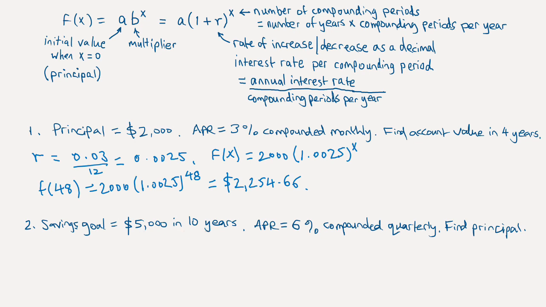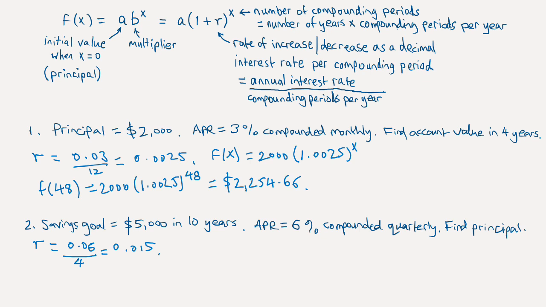Okay, so the first step in a compound interest problem is to figure out what r is. So 6% is the APR, the annual percentage rate, and we need to divide by the number of compounding periods in a year. So we're compounding interest quarterly in this problem, so we need to divide by 4. So that's going to be 0.015.